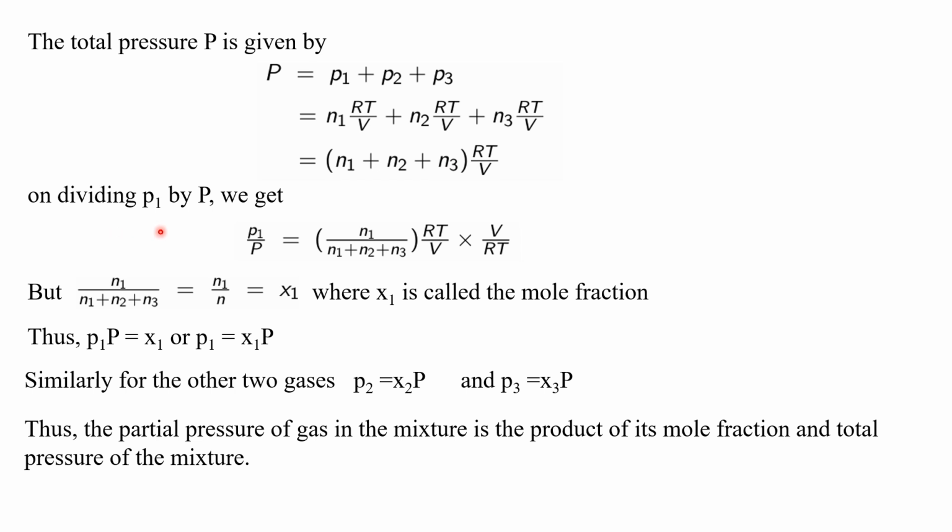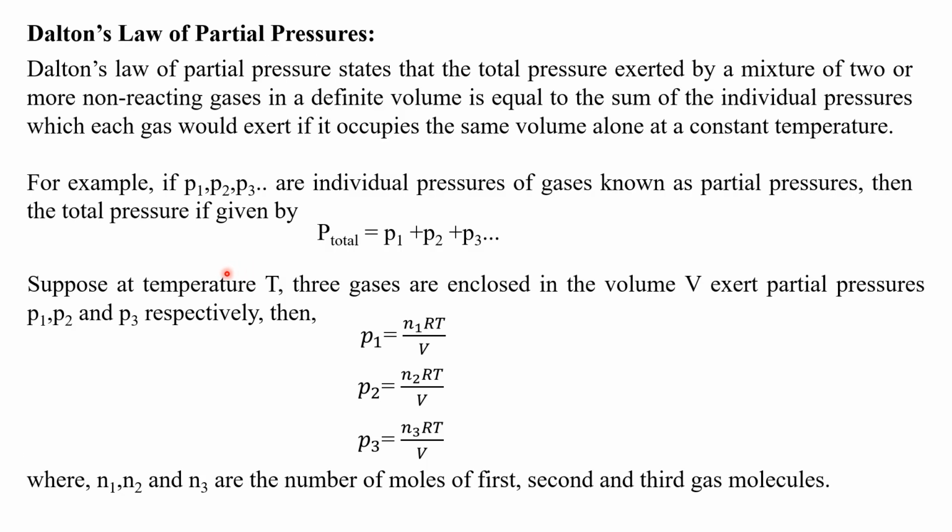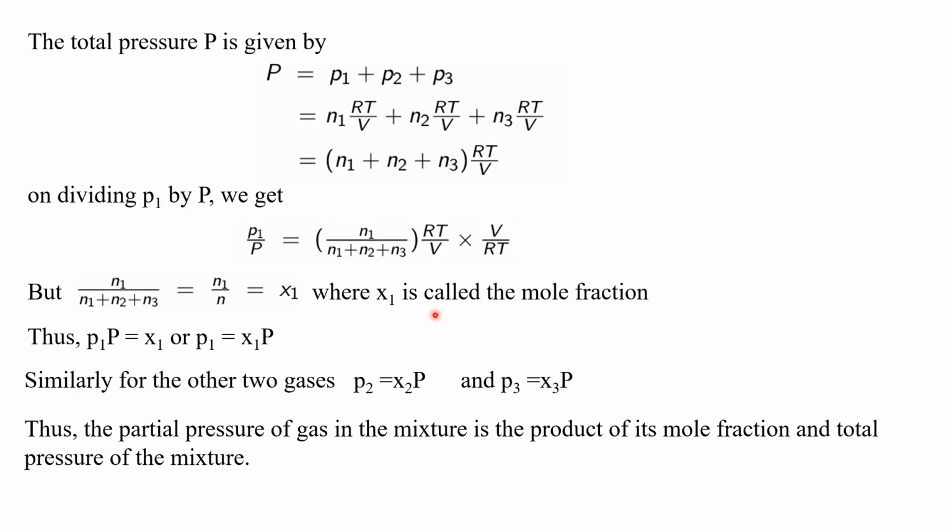Now if we divide P1 by P, we know the value of P1 we just discussed. If we divide this P1 by the value of P we got here, we get N1 by N1 plus N2 plus N3, times RT by V times V by RT. So this gets cancelled. So this is nothing but the mole fraction of gas molecules A. X1 is called the mole fraction of gas A.